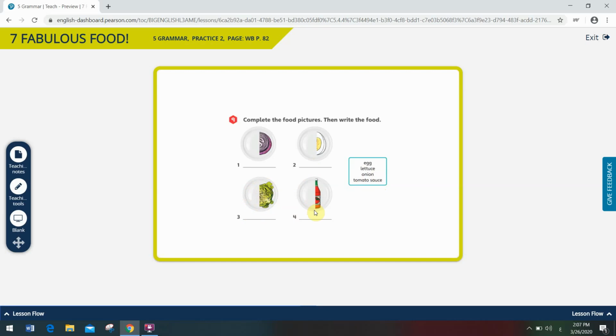And what about number 4? What do you think here in number 4? Excellent. So it's tomato sauce. So here you have to write tomato sauce and then complete the food picture here, which is tomato sauce.